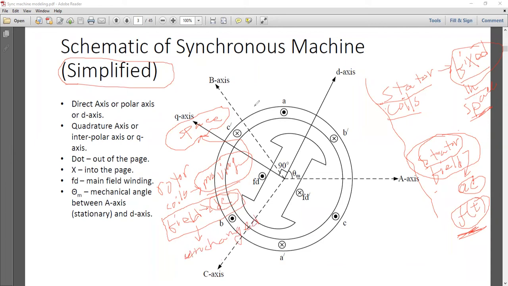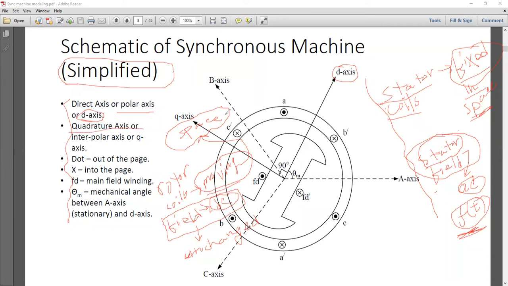Okay, please keep this in your mind. And there are some other nomenclatures mentioned here. It is known to you. The direct axis, D axis, is the name of the direct axis in short. Or we may also call it the polar axis, because it cuts through the poles into two equal halves. The North Pole it cuts into halves, and the South Pole it also cuts into two halves. So that's why it is the polar axis, or in short, the D axis.